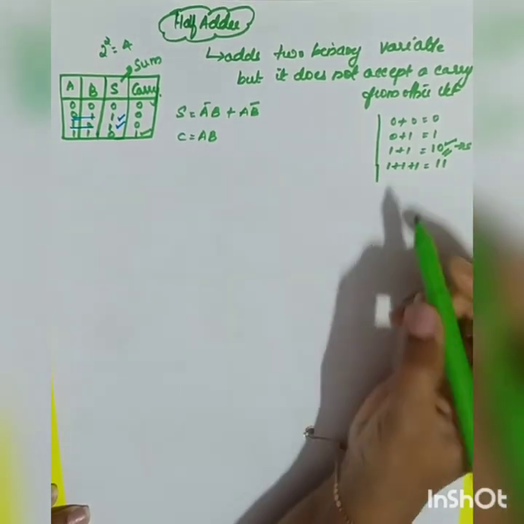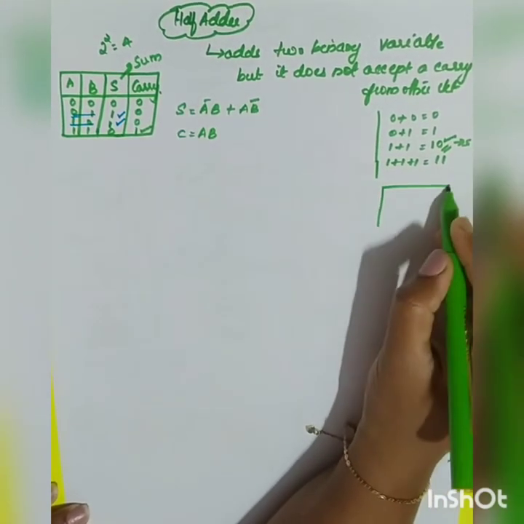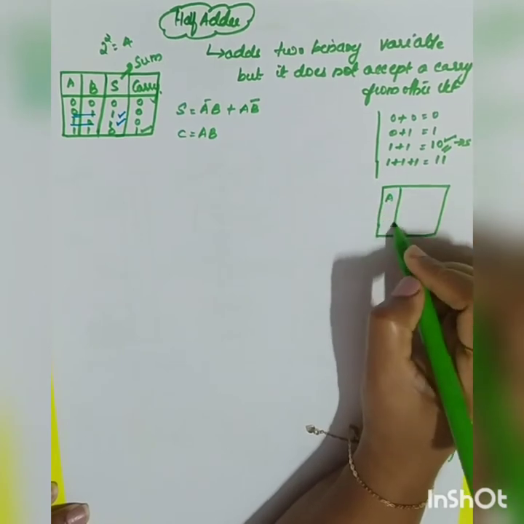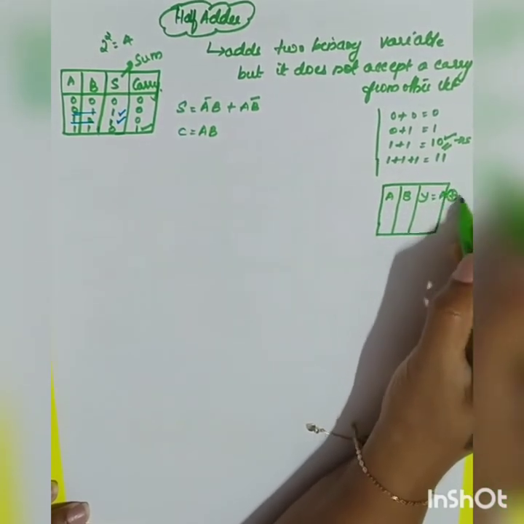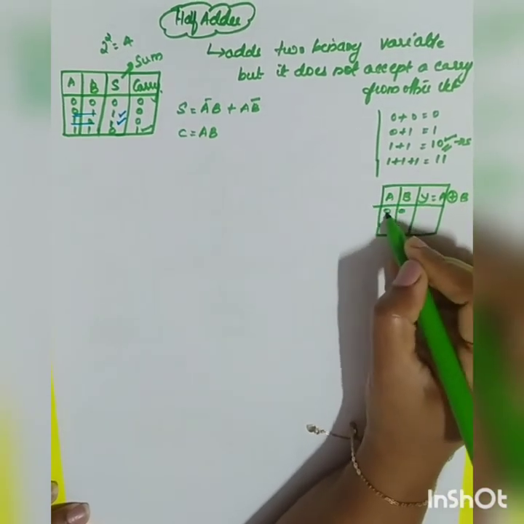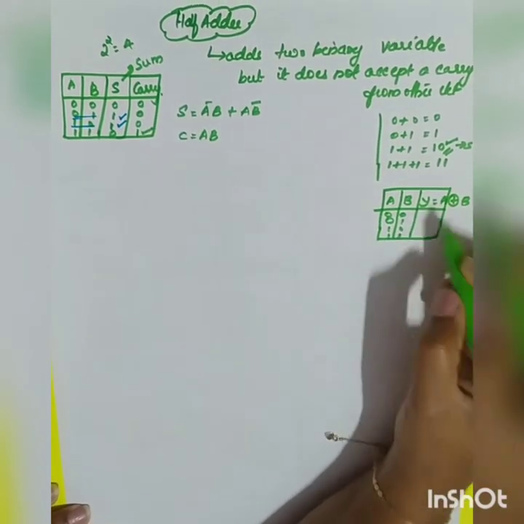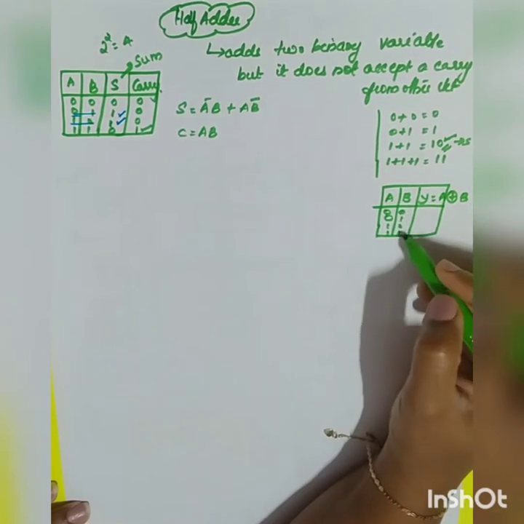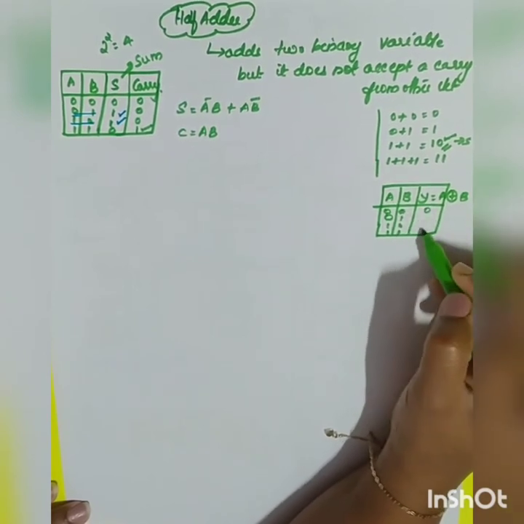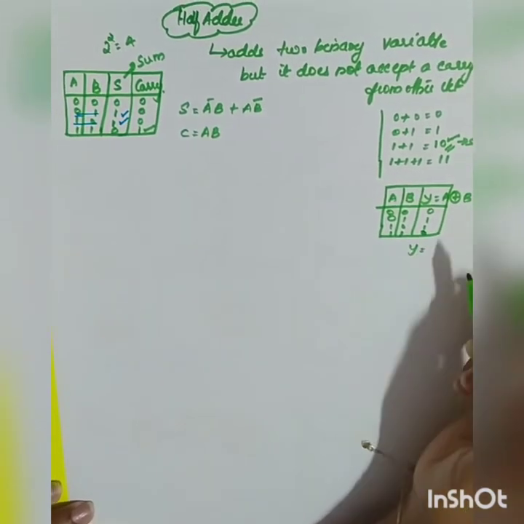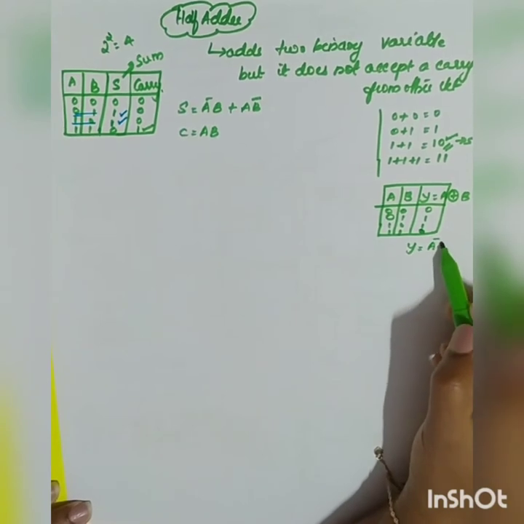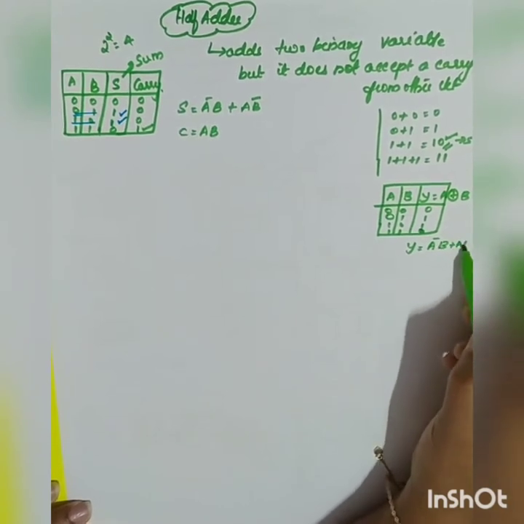So what is this expression? You have seen this expression somewhere, right? Yes, it is the expression for the output of your XOR gate, Y is equal to A XOR B. What did you get? 0, 0, 0, 1, 1, 0, 1, 1. Whenever the inputs are the same, the output is 0. Whenever you have different inputs, the output is 1. So the expression for XOR gate was A bar B plus A B bar.